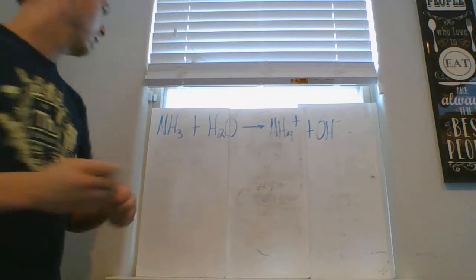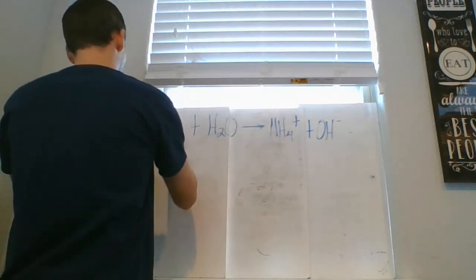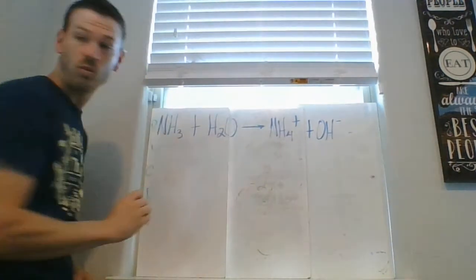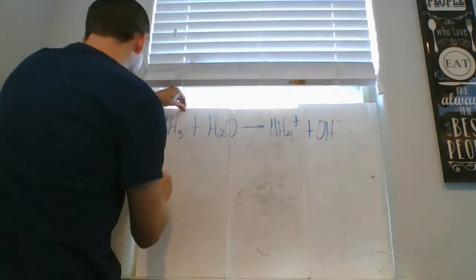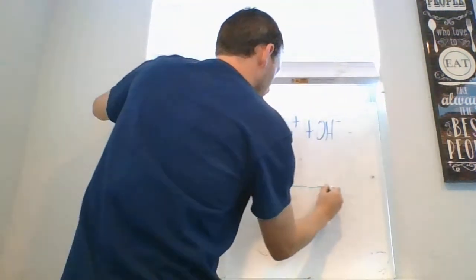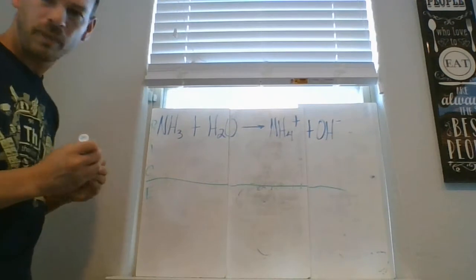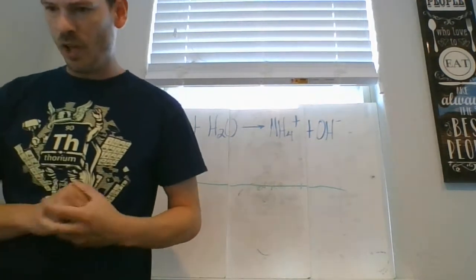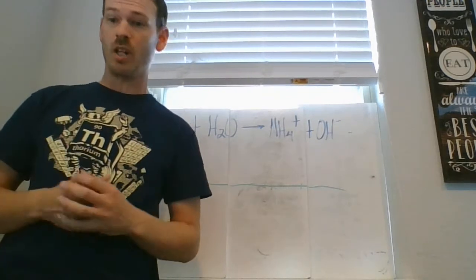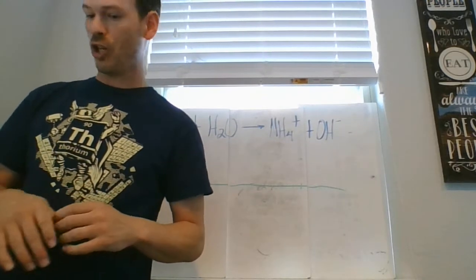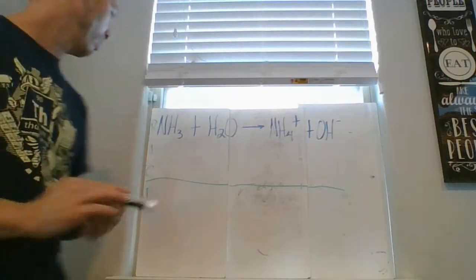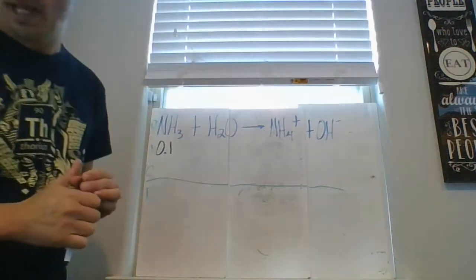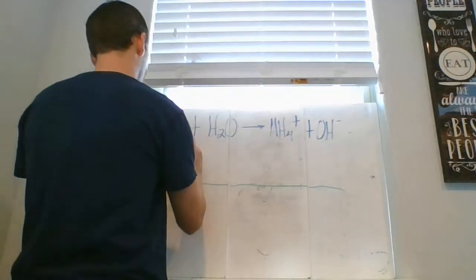Now remember, we're dealing with the idea of a RICE table here. So we want to build RICE. I'm going to run out of space, I think. But anyway, taking a look at what we know, the problem does give us an initial concentration of ammonia. It lets you know that we're starting at 0.1 molar. So I can say right away, I've got 0.1 as my molarity there. There's a couple extra sig figs that it gives you.